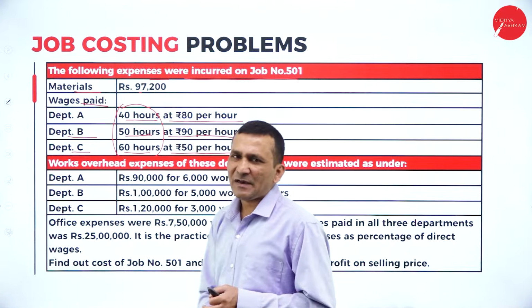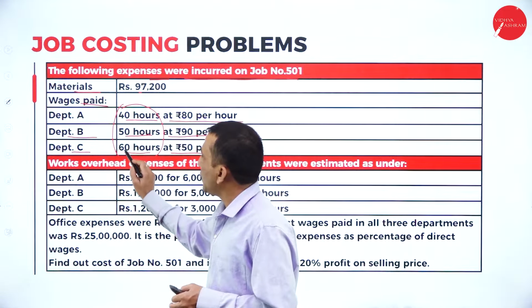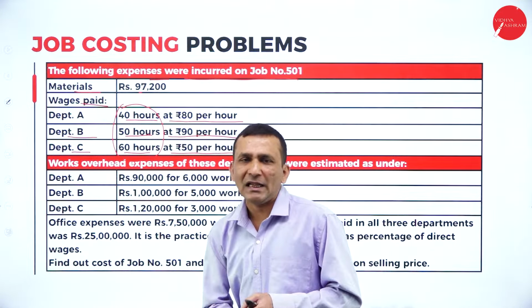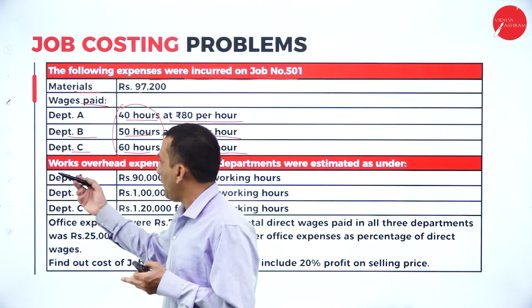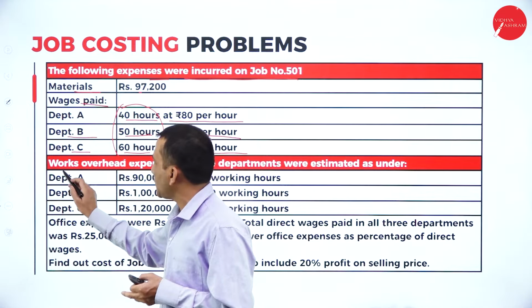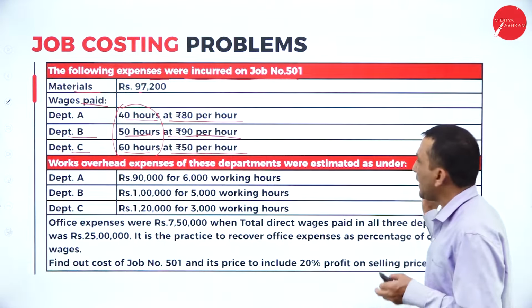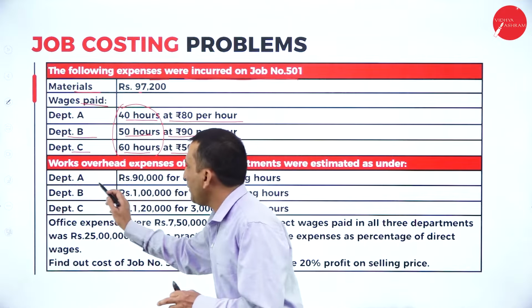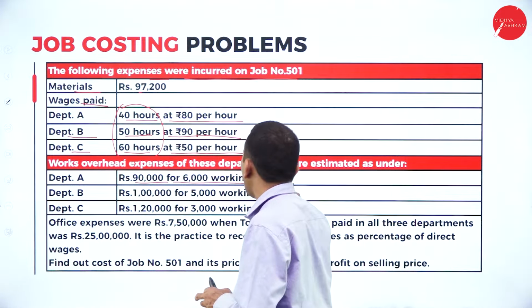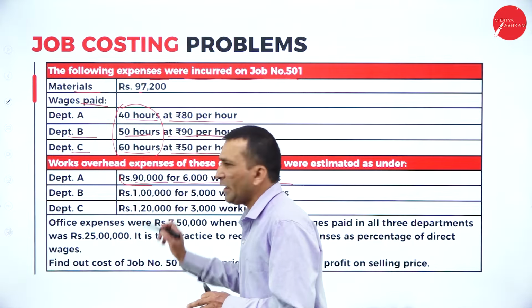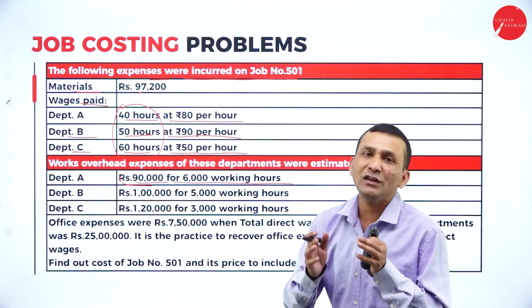Department C 60 hours at 50 per hour. All of this is clearly specified in this question, which is the normal working hours. If you take all of it together, the total is given. If you try to calculate for the fixed, you need to consider the total. Now apart from this direct information, work overheads expense of these departments were estimated as under. Department A 90,000 for 6,000 working hours.